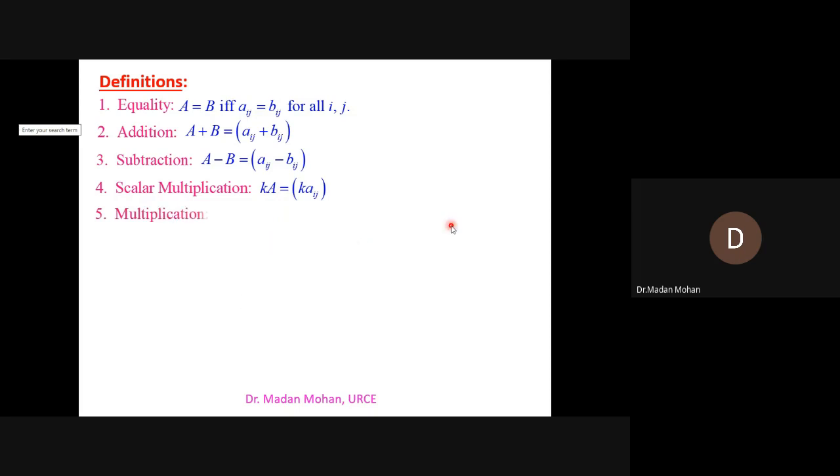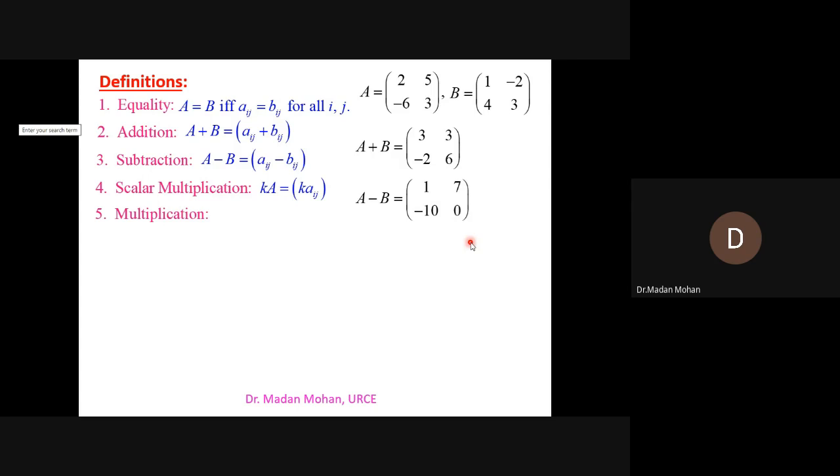Next, multiplication. Okay, A equals this one, B equals this one. A plus B: we add the corresponding entries. A minus B. 2 into A: all the entries are multiplied. Now observe A into B. Please, all of you, I have written this one.